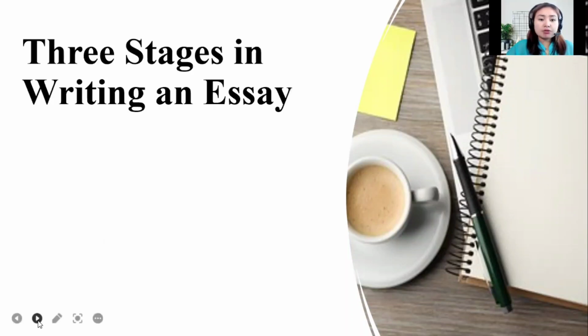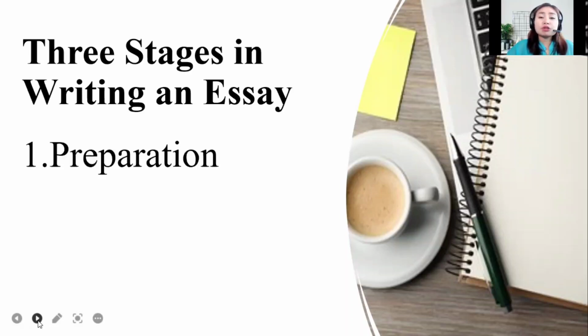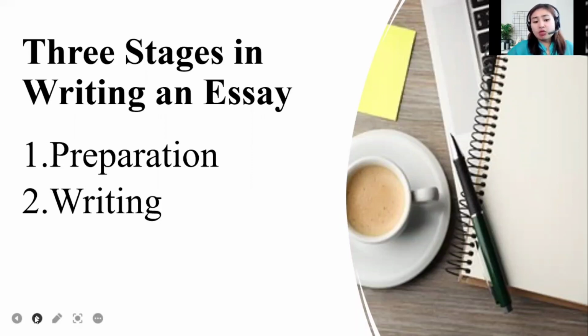Next, how do we write an essay? Of course, we have stages in writing that. First, we have to prepare. We have to think about our topic. We cannot write something that we do not know. So we have to gather facts about our topic. We have to know more about it. We have to do some research. So that belongs to the first stage, which is preparation. And then after that, we have writing. So we can start writing our essay. We have to start translating our thoughts into words and put them down into writing.